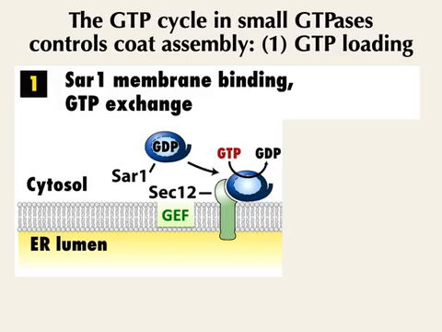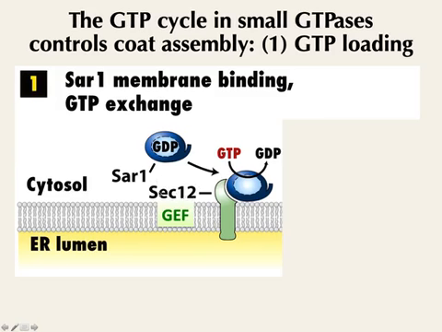In the example of SAR1, most SAR1 by default is inactive. That means GDP bound. That's something you might as well start learning right now: GDP bound, inactive. To activate it, you need a GEF. And what the GEF does is foster replacement of GDP by GTP. And so here the GEF happens to be this protein SEC12.